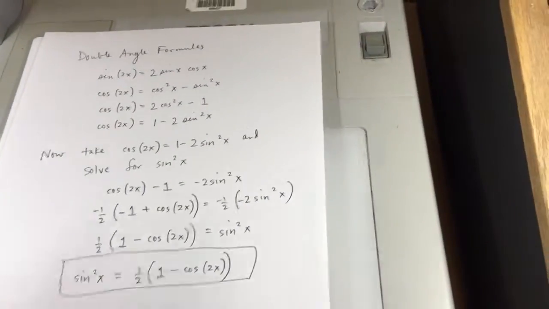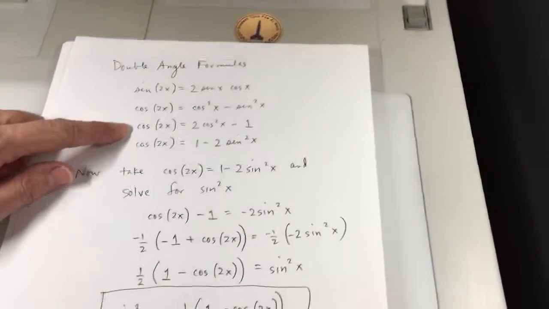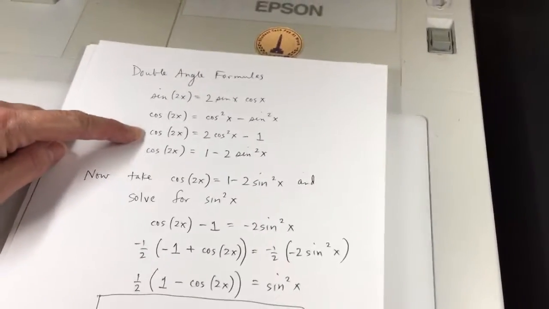And similarly, if I had taken this identity and solved it for cosine squared x, that's another one you're going to use a lot.